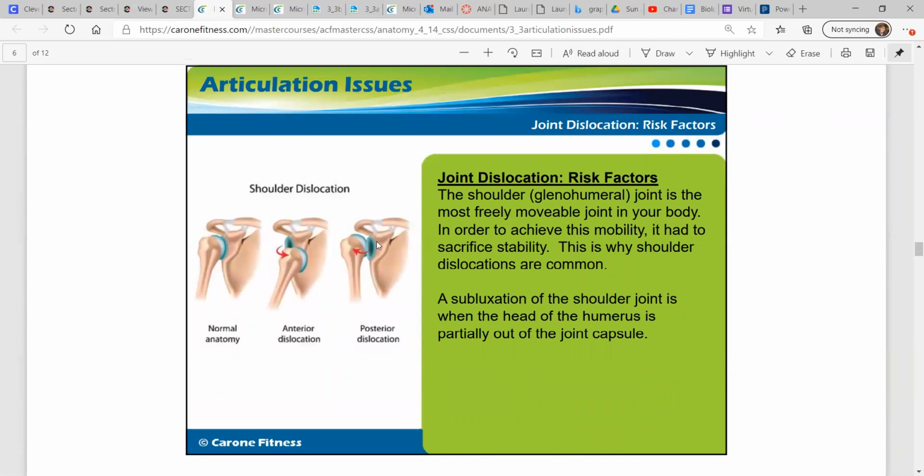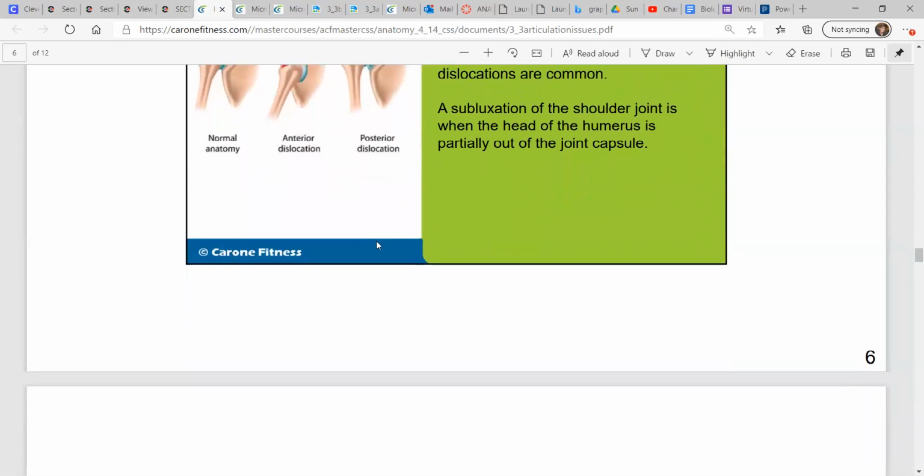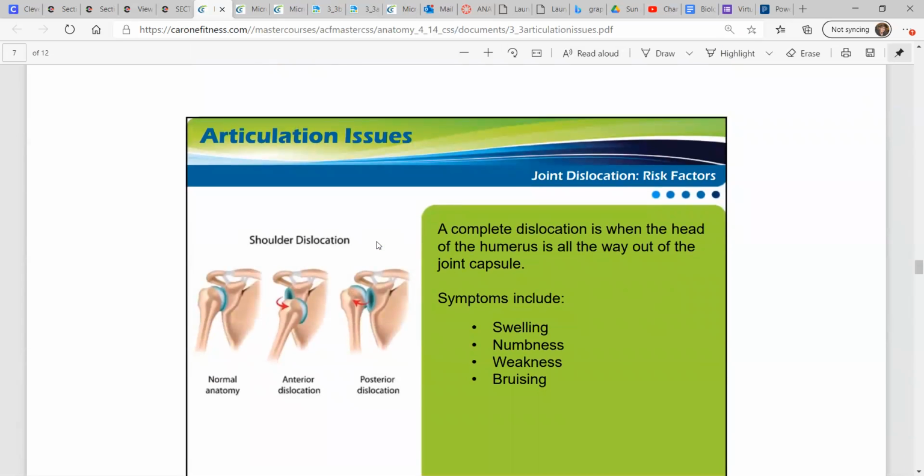The shoulder, the glenohumeral joint, is the most freely movable joint in your body. And to get that mobility, it sacrifices stability. So it moves a lot, but it doesn't have the stability like your hip joint does. A subluxation of the shoulder joint is when the head of the humerus is partially out of the joint capsule. A complete dislocation is when the head of the humerus is all the way out of the joint capsule. Symptoms include swelling, numbness, weakness, bruising.